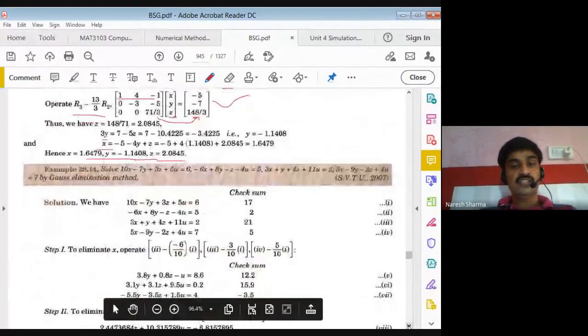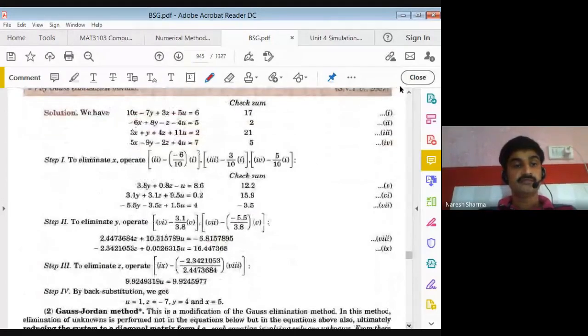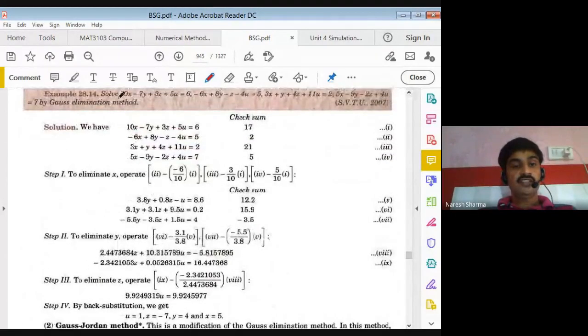So one more example we may discuss. Solve the system of equations by the elimination method. So we have now 4 equations.